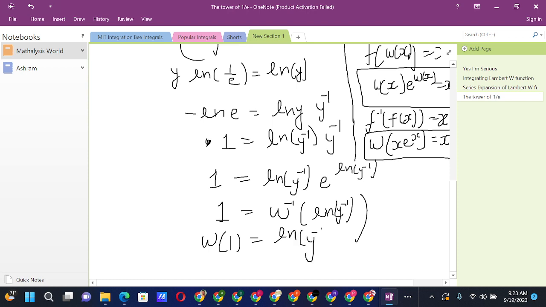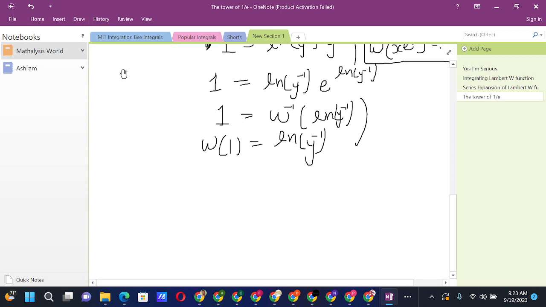You can note that with the use of the Lambert function, we already had y in two of the expressions, but now we have Lambert in only one of the expressions. So that was how Lambert was helpful to us. And now we can just exponentiate both sides. e to the power Lambert of 1 equals y inverse, and then y equals 1 by e to the power Lambert of 1.